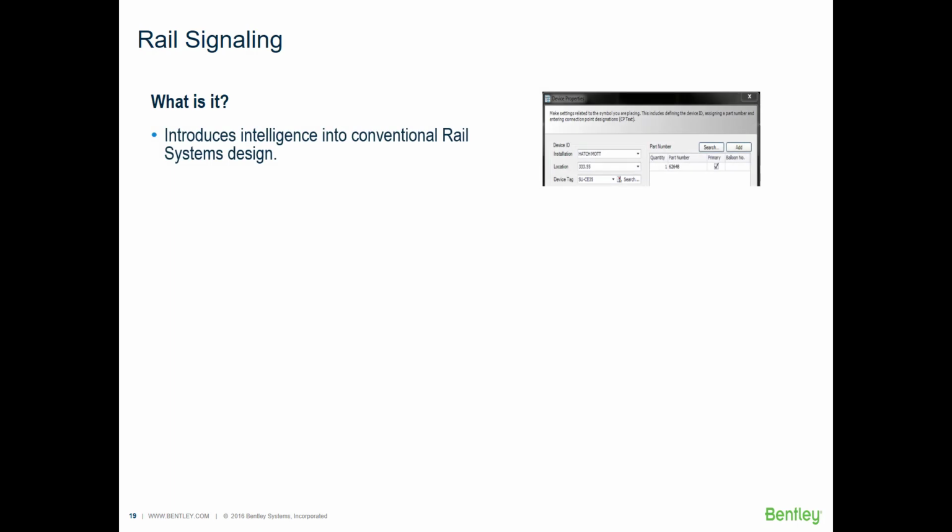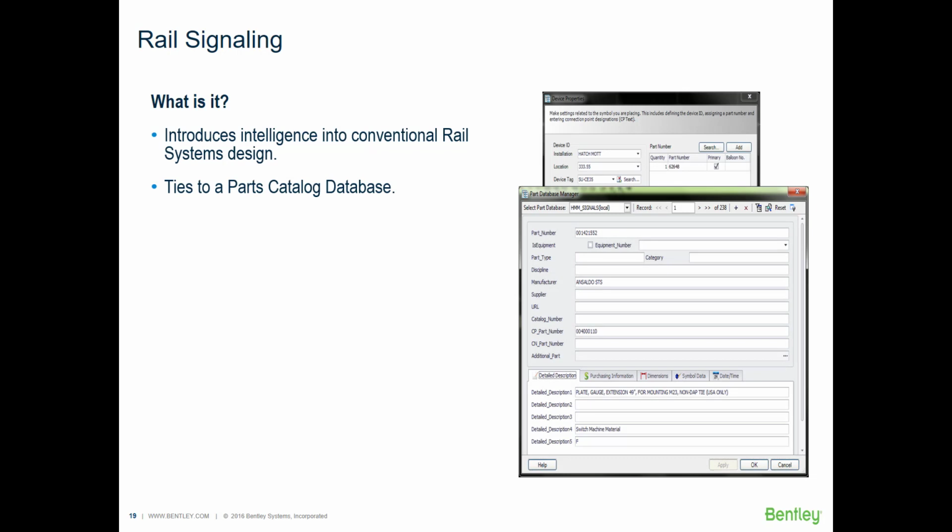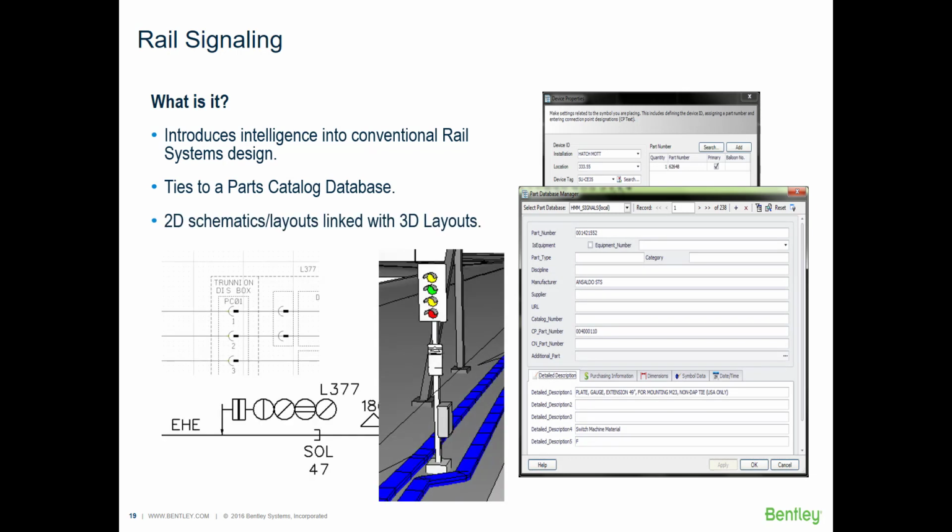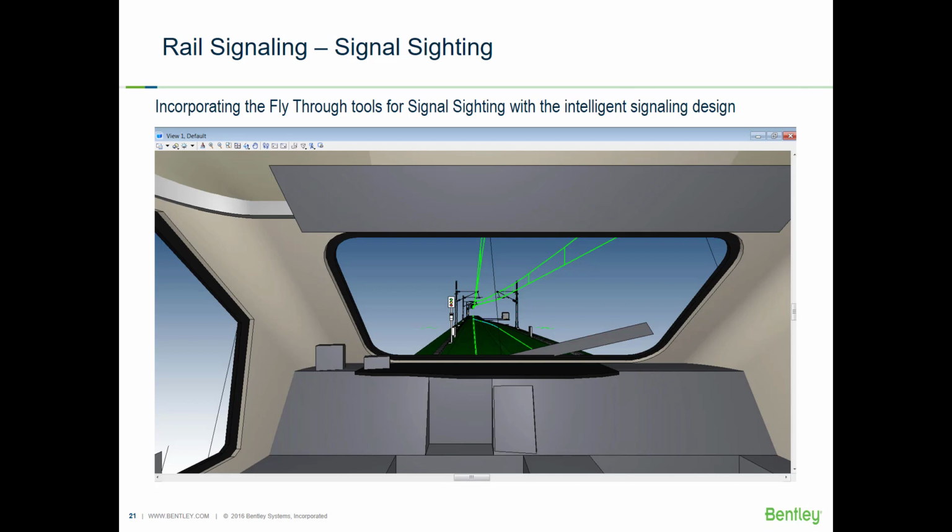Rail signaling, what is it? It introduces intelligence into conventional rail system design, tying together a catalog database and 2D schematics and layouts. We can link those to 3D layouts. We've got a signal sighting tool built into the rail signaling solution. With the signal sighting tool, we can drive up and down the railway and make sure that all the signals are visible and no other object is obscuring the signal.